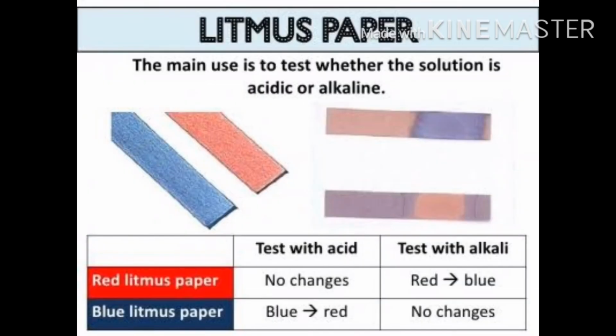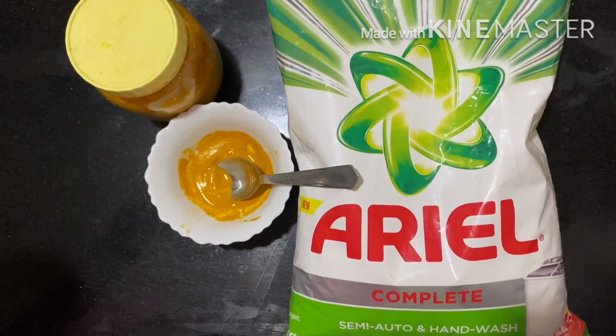So this litmus paper: when red litmus paper is dipped into bases, the red color changes to blue. And when blue litmus paper is dipped into acids, the color changes from blue to red. When you get confused about which litmus paper changes to which color, just remember that red color is the sign of danger. So red means acids. The one which changes to red is acid.